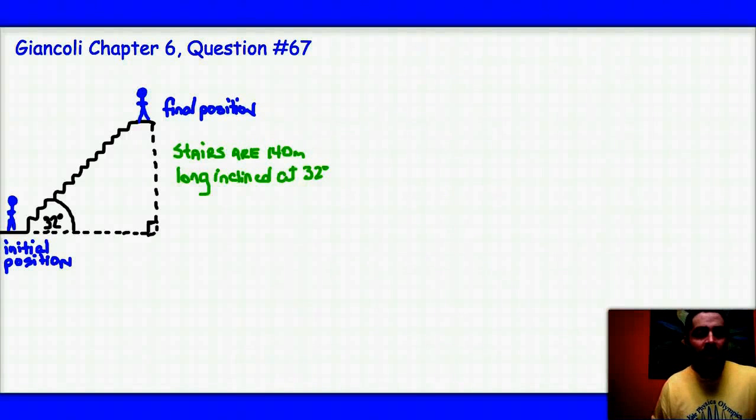This is problem number 67 in Giancoli chapter 6, page 164. The question reads, during a workout, the football players at State U run up the stadium stairs in 66 seconds. The stairs are 140 meters long and inclined at an angle of 32 degrees. If a typical player has a mass of 95 kilograms, estimate the average power output on the way up at any point along the way up.